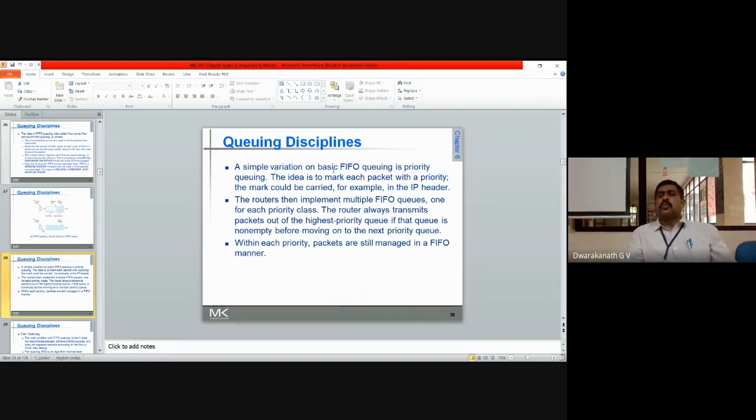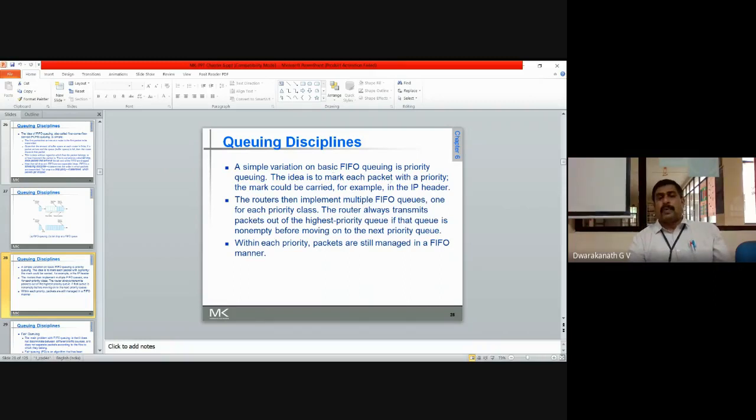I'll tell you now. The idea is to mark each packet with a priority. The mark would be carried, for example, in the IP header. Whatever is in a packet header, we mark the priority of that particular packet, meaning a preference for that packet, which the router will see and, based on priority, give a chance. For the highest priority packets, the first chance will be given, and the lower priority packets will be set aside. So even though the lower priority packets come first, the higher priority packets will be given the preference.